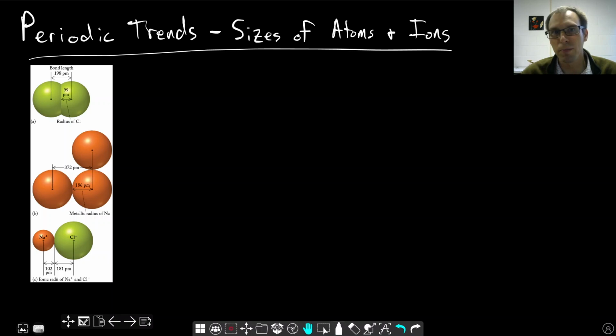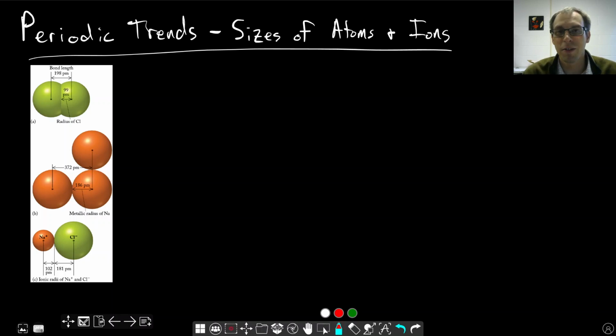We're going to look at a few other properties of atoms over the rest of Chapter 7, which will conclude our discussion about what's happening with electrons in atoms and ions. So first we're going to talk about what we mean by a size. This figure from your textbook explains it quite well.